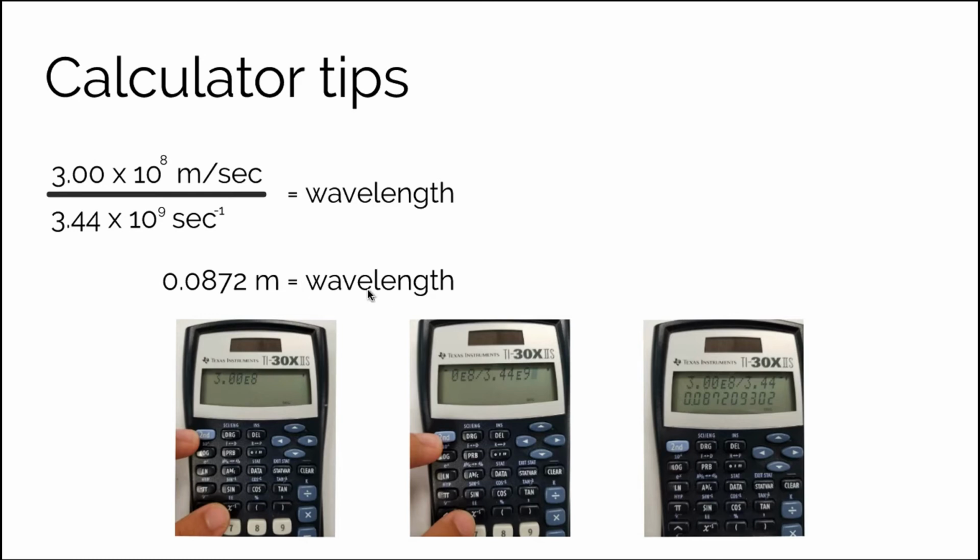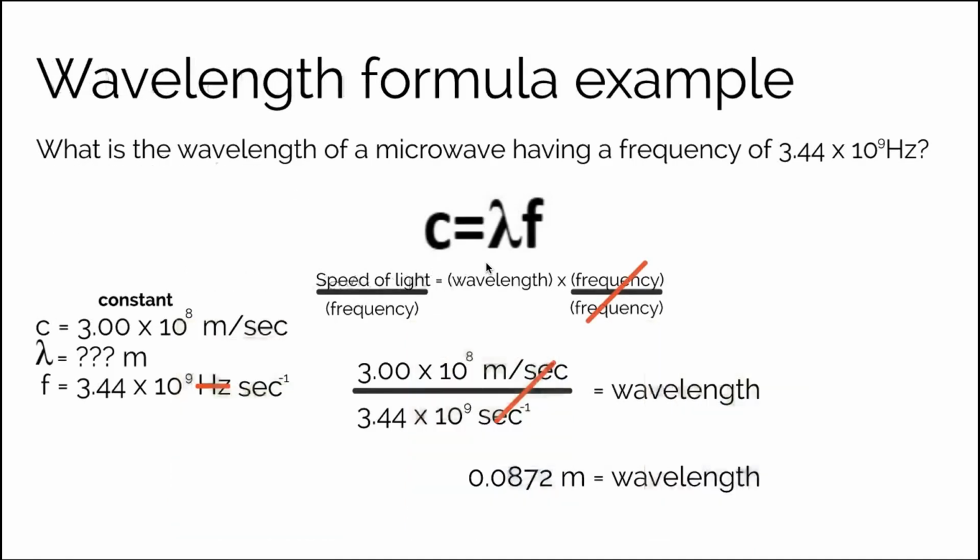0.0872 meters is the wavelength of my problem before, which was, let's see, what is the wavelength of a microwave with a frequency of 3.44 times 10 to the 9 hertz. I changed hertz into seconds inverse. I used my wavelength expression to cancel out frequency, so I can solve just for wavelength. I put in my numbers and I get out the result of 0.0872 meters as my wavelength.